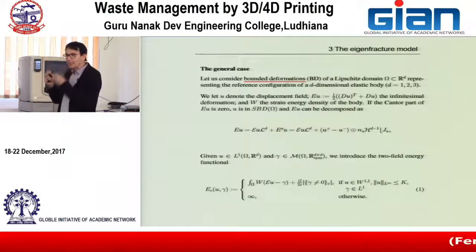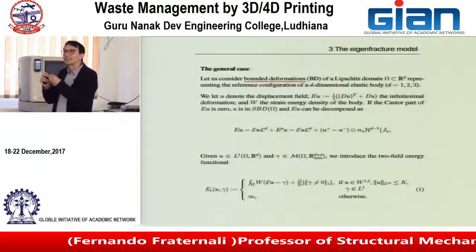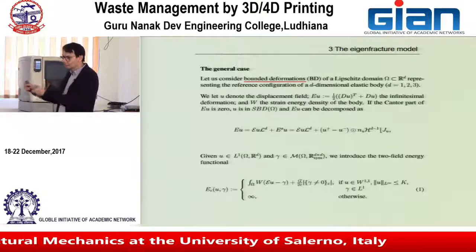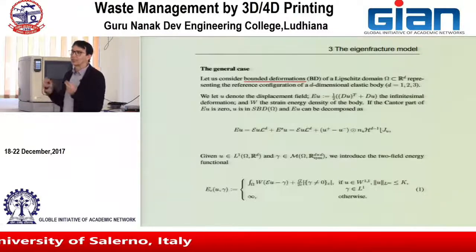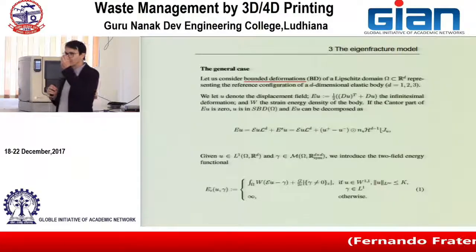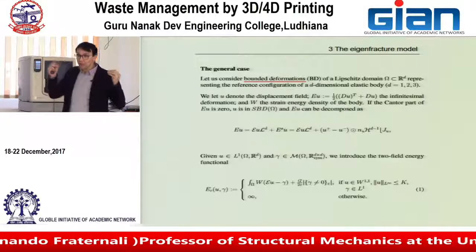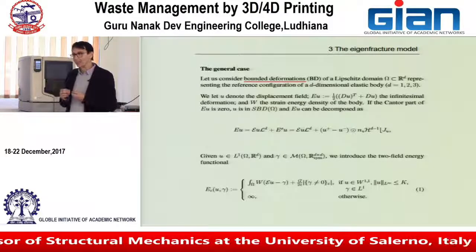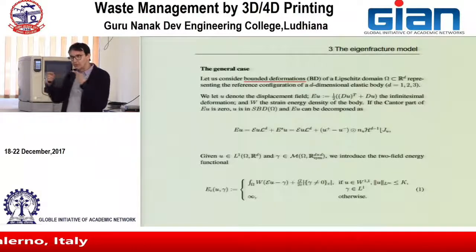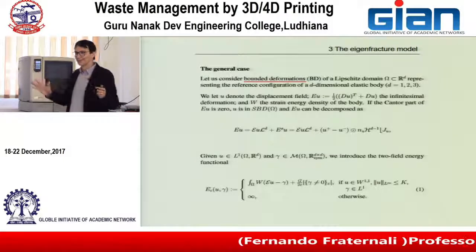So this gamma is not a discontinuity of displacement, it's a damage. It's like a strain, it's like a plastic strain. It's an eigen deformation, that's why eigenfracture, the name of the model. So you have this damage variable, so we are coming back to a continuous problem in which we approximate the crack discontinuity through a damage variable. You can think this way.